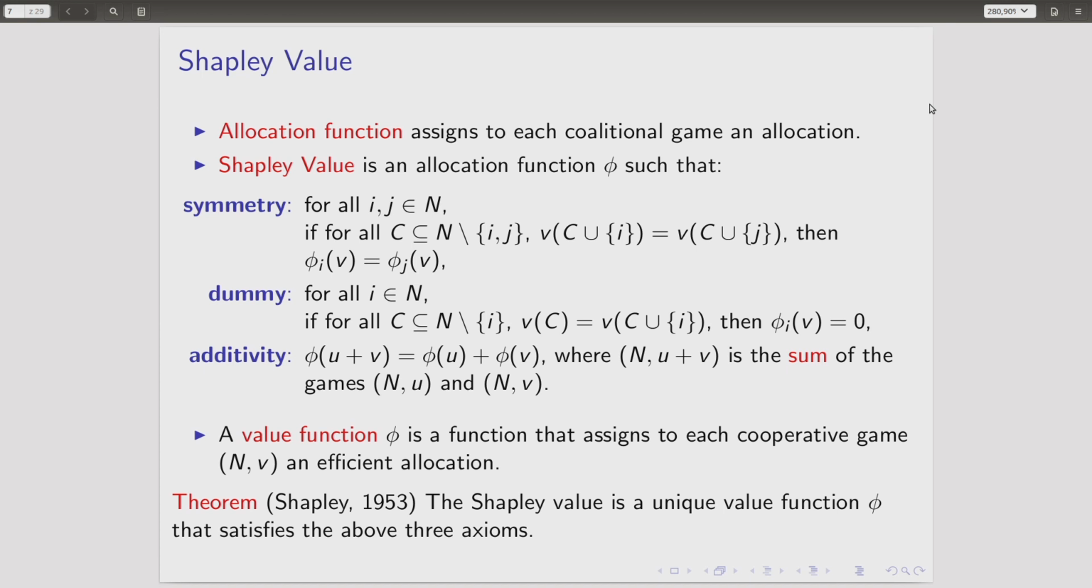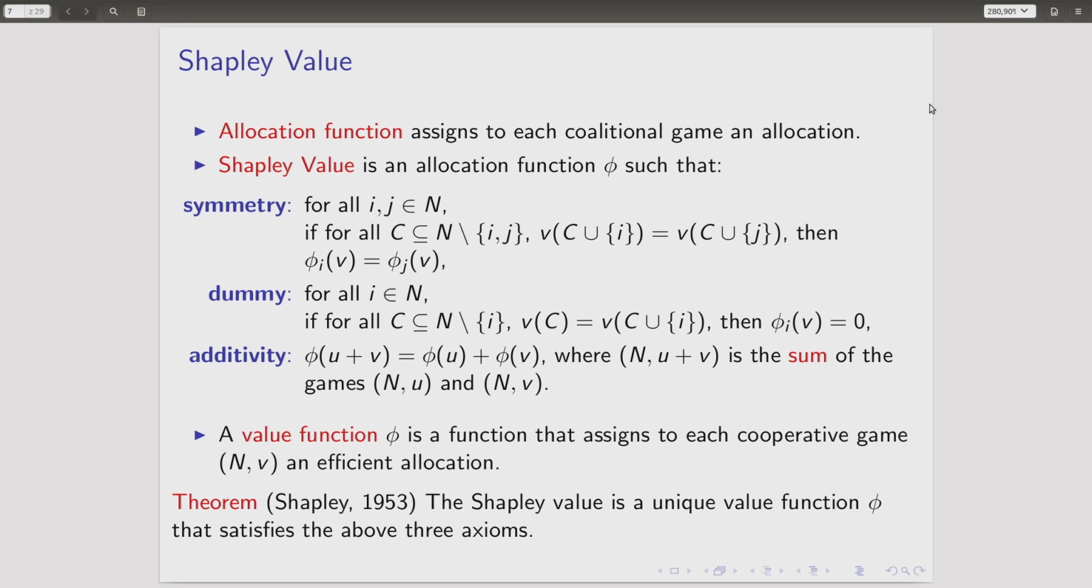Dummy says that if you have a player who does not contribute to any coalition, so you choose a coalition when a player is not present, you add him to this coalition, and now you wonder, does this make a difference? Suppose that this player i has this strange property that for no coalition he makes any difference. So that's why he's called dummy. And a dummy player, by definition, should get 0. This is a most problematic axiom which he proposed.